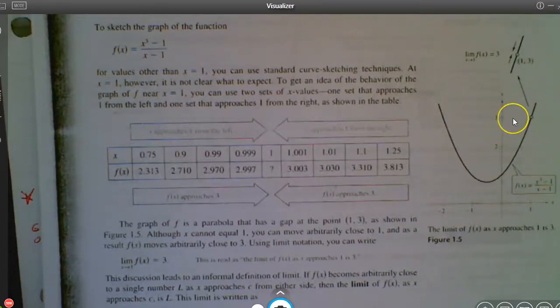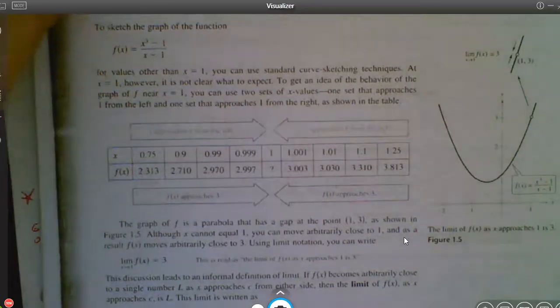So when we get the limit, we're simply stating what the graph is approaching, not its actual value, because this doesn't have an actual value. So this is just the limit, or the value that we are approaching from the right and from the left. So that's what it's going to look like from the graph.